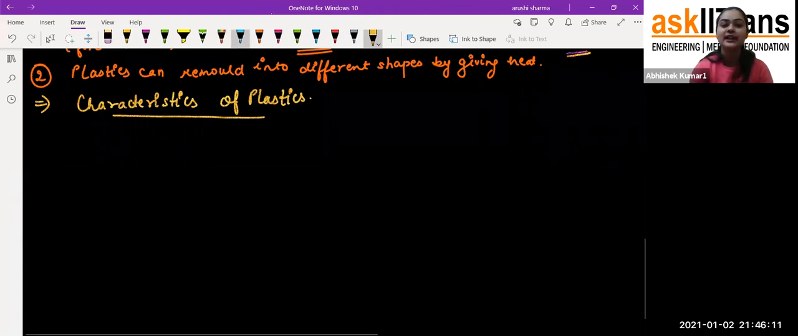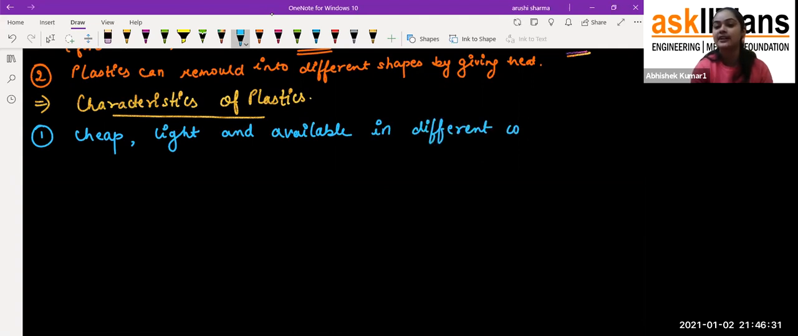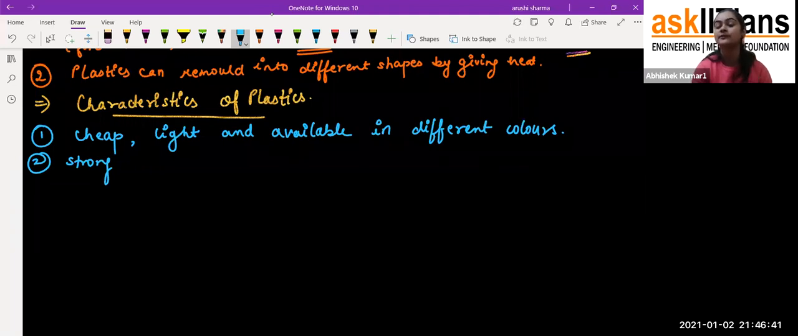So the first one we can write down here is that they are available at a very cheap cost, then they are light in weight, and they are available in different colors. That means we have different colors for them, and different designs as well. Second one is that they are strong. Like if you are using a water bottle which is strong in nature, even if it falls down, it will not break easily. So they are strong, durable. That means they are long lasting.